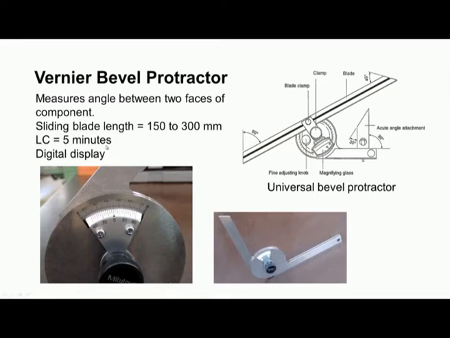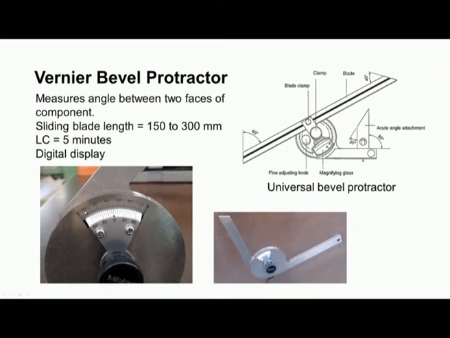There will be one blade which is fixed to the body. You can see here, this is the body to which the circular scale is fixed, and the vernier is also fixed. There is another blade which is slidable, which moves. The sliding blade length varies from 150 to 300 millimeter. The least count of these vernier bevel protractors is normally 5 minutes.